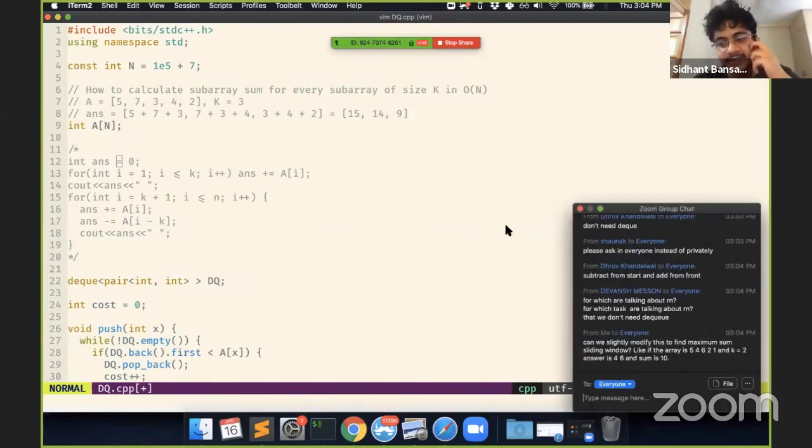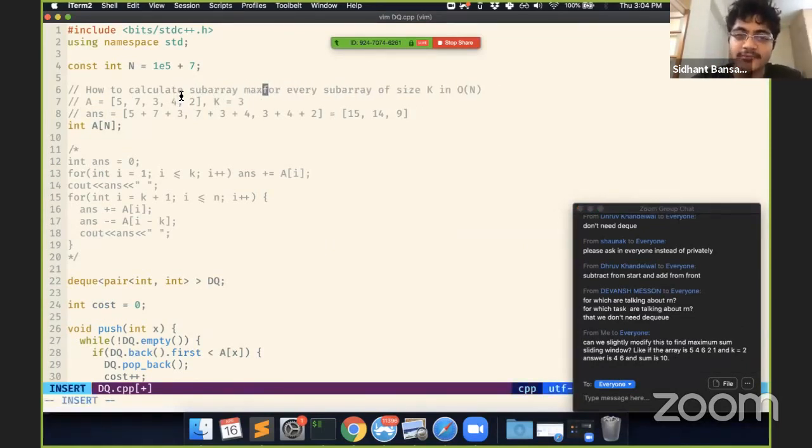Yep, he was asking something like this. I don't get the exact example here, but what he was asking was how to calculate the subarray sum for every subarray of size k. That is, basically, instead of subarray max, we have sum. So this is actually a much simpler question.